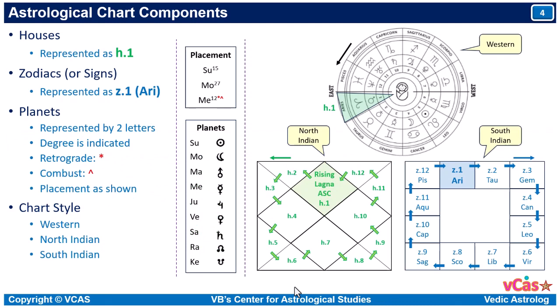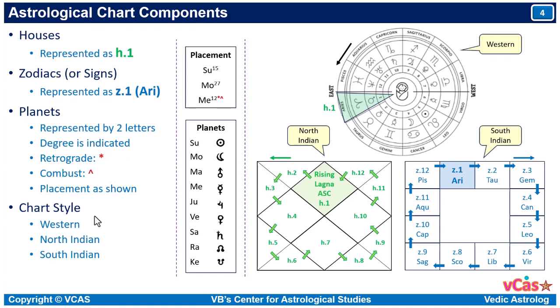In my presentation, I will denote house number 1 as H.1, zodiac number 1 as Z.1, and the planets will be denoted by two letters where the degree is indicated, retrogression is indicated, and the combustion is also indicated.